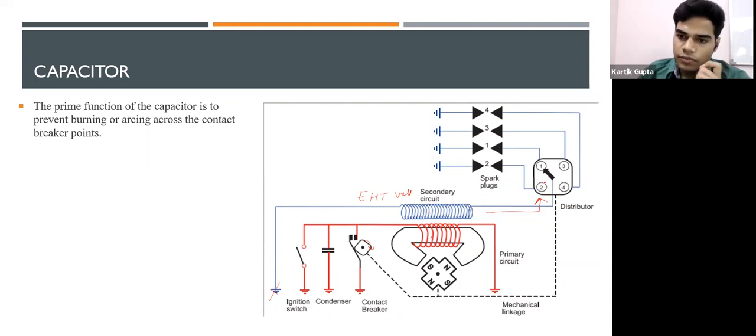Now, the distributor, what will it do? It will distribute to the needs of the sparks. Okay, this is the basics of your magnetos. There is one other component involved here, that is a capacitor. Now, who knows what is a capacitor? It's present here. The prime function of the capacitor is to prevent burning or arcing across the contact breaker points. Now, why will there be a burning in the contact breaker points?